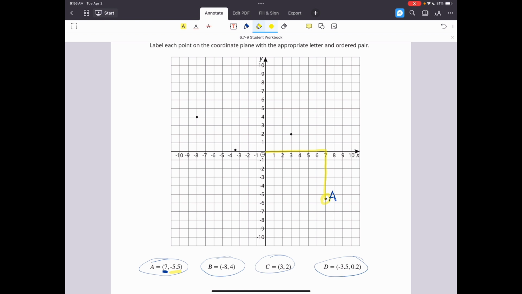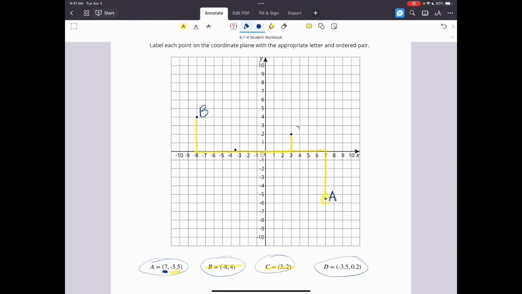The next one that we have is negative 8.4. So B is negative 8.4. So negative 8 implies that I'm going to go to the left 8 units, so to negative 8. And then I'm going to go up positive 4. And that's my B. So I'm going to label my B right there. Then for letter C, we're going to go over positive 3 and then up 2.